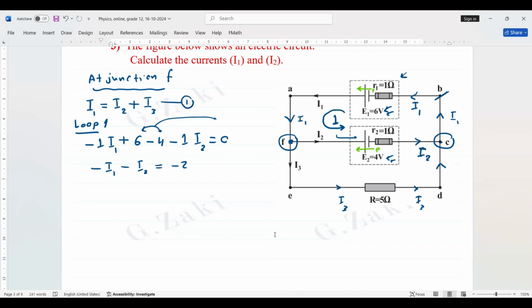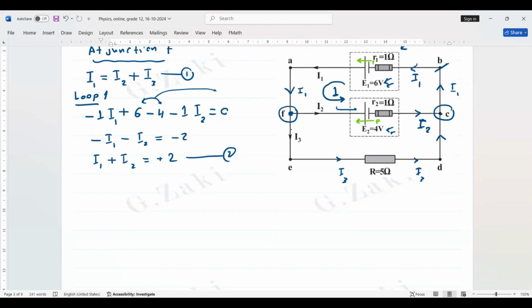Let this be equation number 2. Okay, loop 2. We can take this direction for loop 2. Now, loop 2. This is the direction of the loop. Then we can start from the corner F.